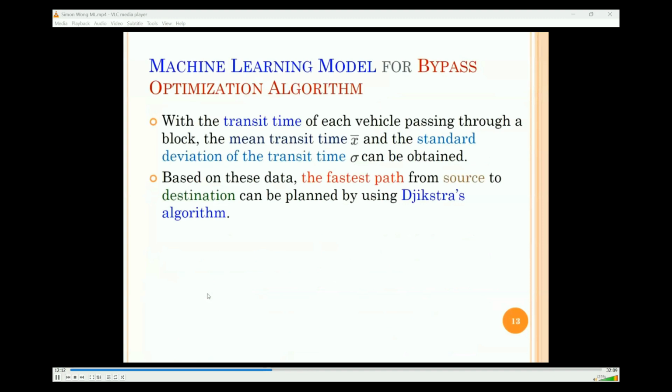So let me talk about the bypass optimization algorithm using a machine learning model. With the transit time of each vehicle passing through a block, the mean transit time x bar, I use x bar to indicate the mean transit time, and the standard deviation of the transit time sigma, I use this sigma to stand for standard deviation of the transit time. This mean transit time and standard deviation of the transit time can be obtained. And based on this data, the fastest path from the source to destination can be planned by using a detouring algorithm.